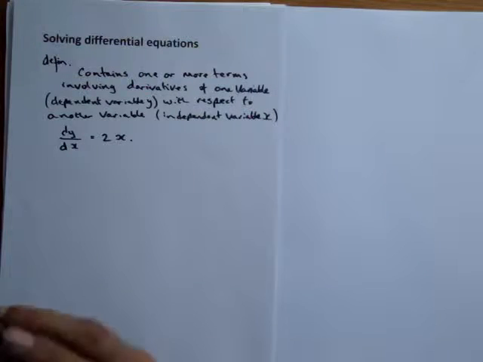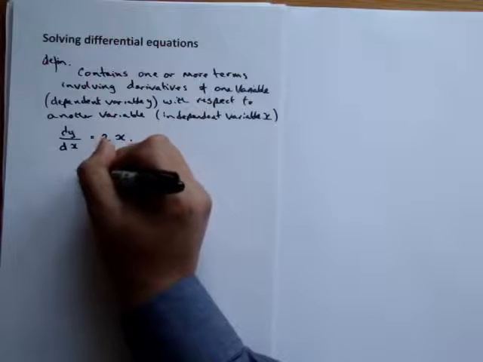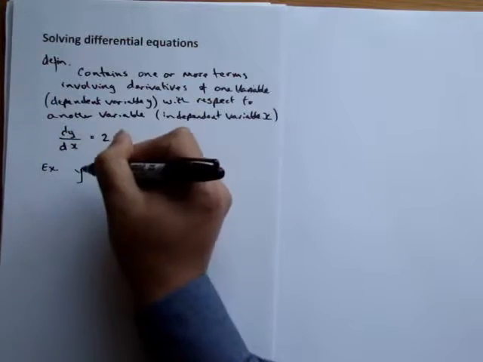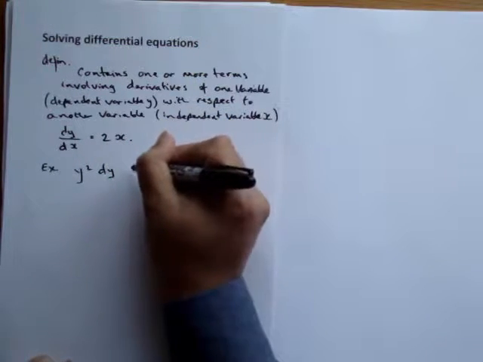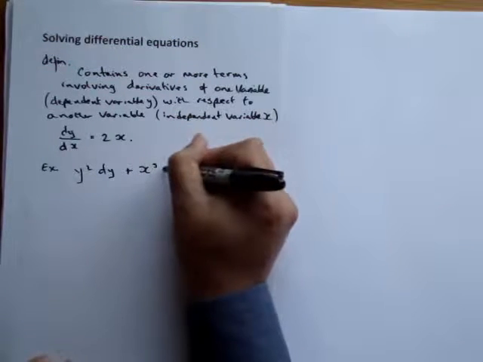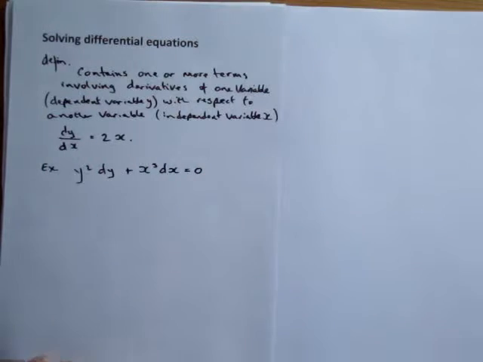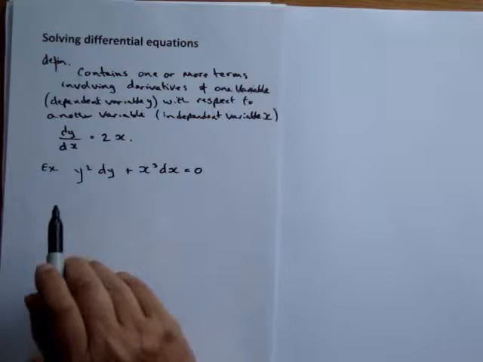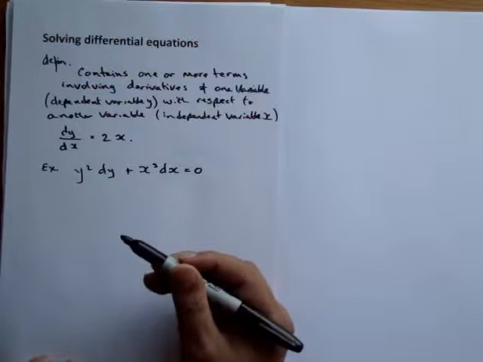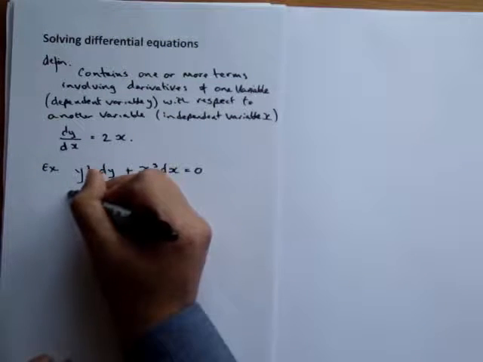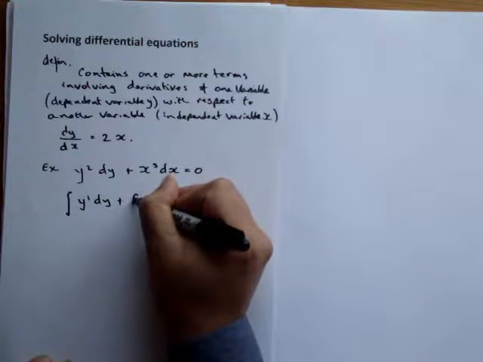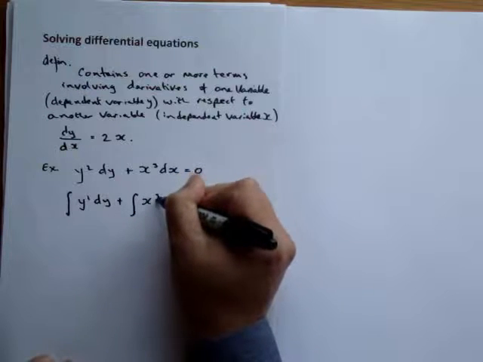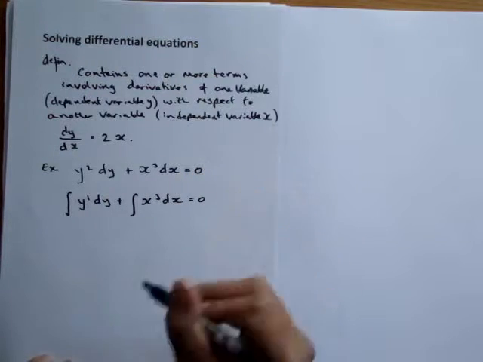Let's have a look at some examples. For example, we're going to have a look at this first example: y squared dy plus x cubed dx equals 0. Now in this one the x and y terms are already separate but together on one side, so we can simply integrate. So we get the integral of y squared dy plus the integral of x cubed dx equals 0.